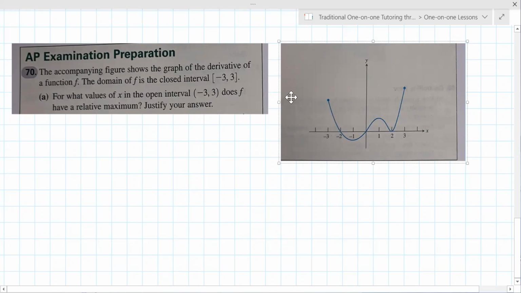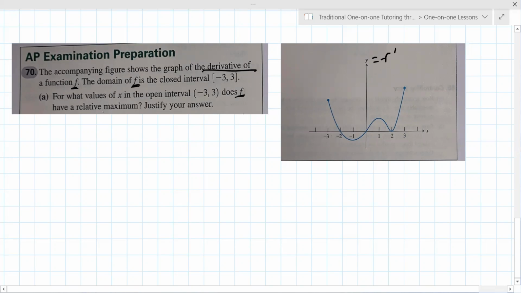The derivative, so f prime. You're given the original, but isn't the accompanying figure showing the graph of the derivative? Oh, I'm so sorry. You are totally right. Derivative. Yes, this is f prime. And that's why it's important to know, because if it is f, it's one set of rules, and if it's f prime, it's all the ones we've been studying.